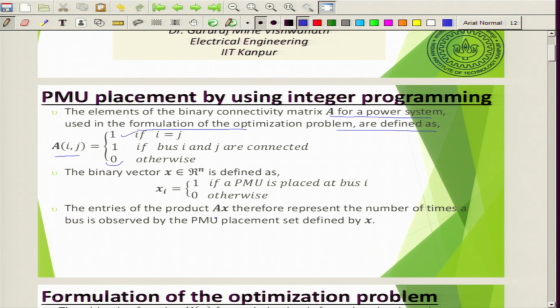Then we will define a binary vector x, which is defined as x of i. That means this is equal to 1 if a PMU is placed at bus i. By just looking at the entries of this binary vector, we will get to know whether a PMU is placed at a specific bus or not. So the entries of the product AX therefore represent the number of times a bus is observed by the PMU placement set defined by X. So if you multiply A with X, this product AX tells you how many times a specific bus is being monitored by a PMU.